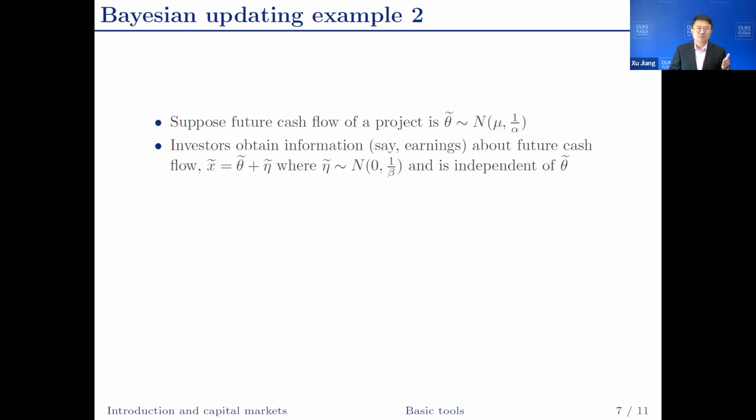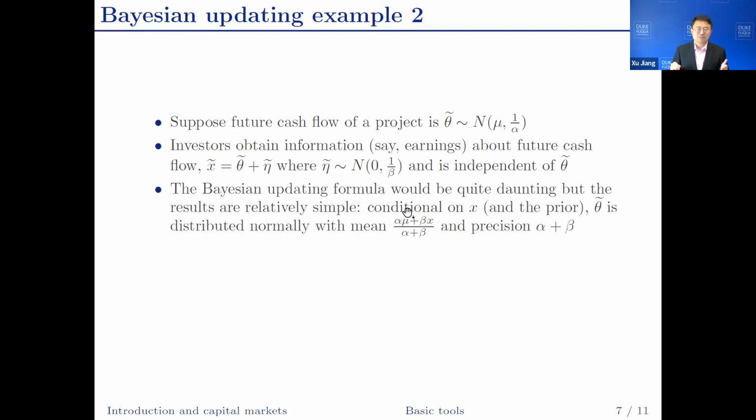Once investors observe X, they're going to form a posterior belief about theta. This Bayesian updating process can be quite daunting, but the results are actually pretty simple. The posterior distribution of theta is still normal. The mean is the weighted average of the prior mean and the realization of X, and the weight is given by the precision. And the precision of the posterior distribution is the precision of the prior distribution plus the precision of X conditional on theta, alpha plus beta.